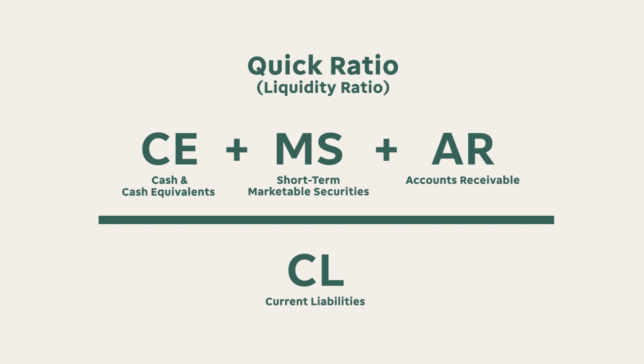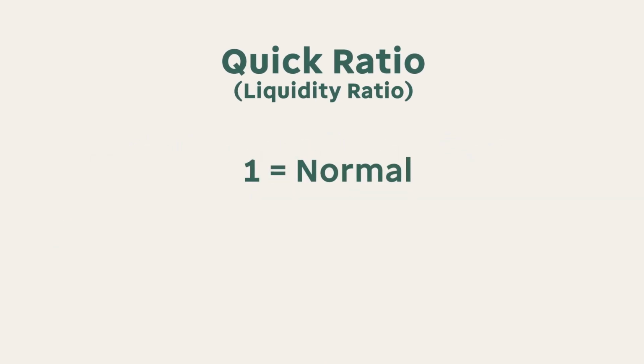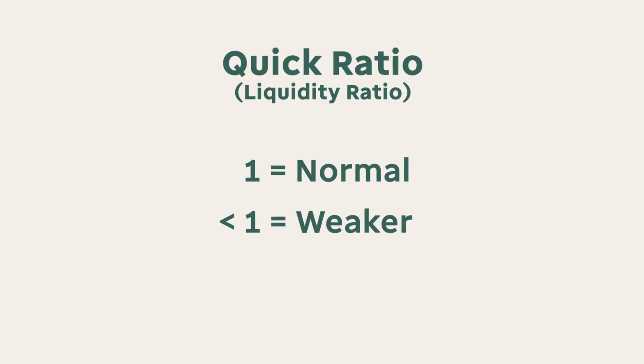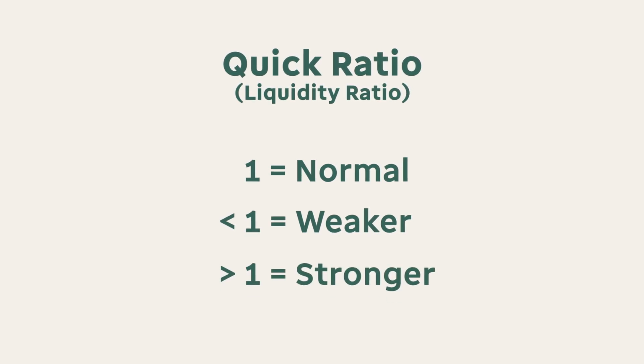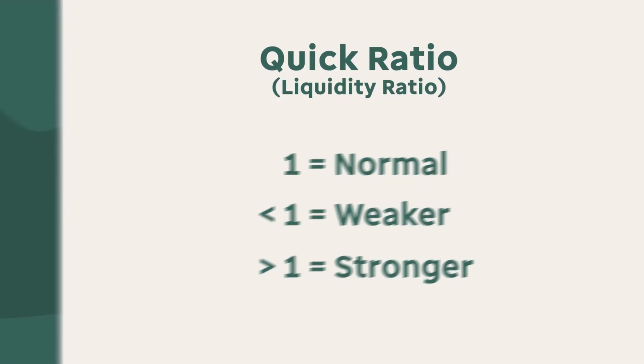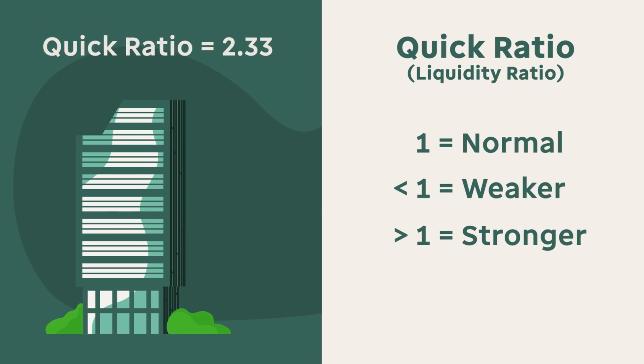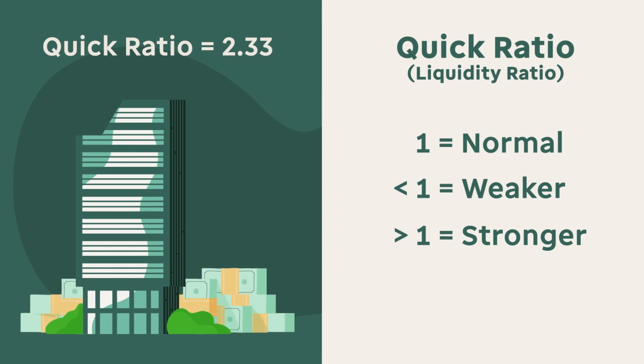Generally, a quick ratio of 1 is normal. Ratios less than 1 may be a sign that the company can't pay its bills. The higher the ratio, the higher the financial strength. Keep in mind what's normal may vary between industries. In 2020, the previously mentioned tech company had a quick ratio above 1 and above its industry average. This suggested that it had enough cash to pay its bills.